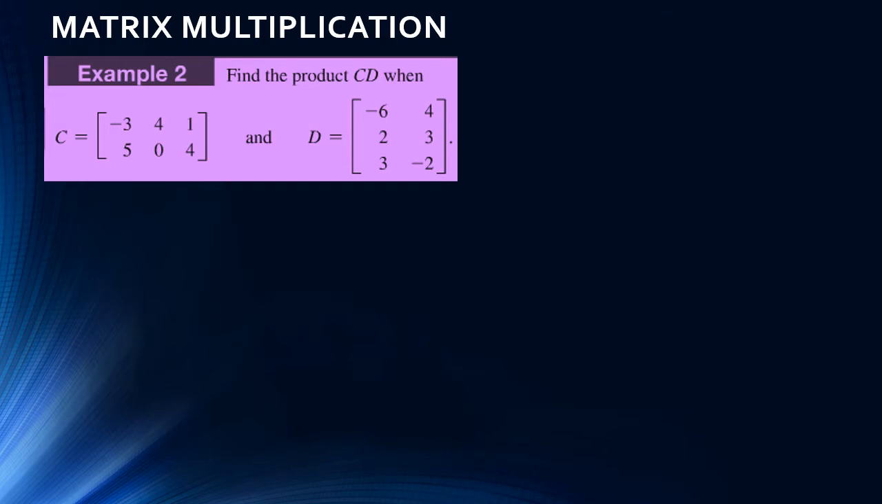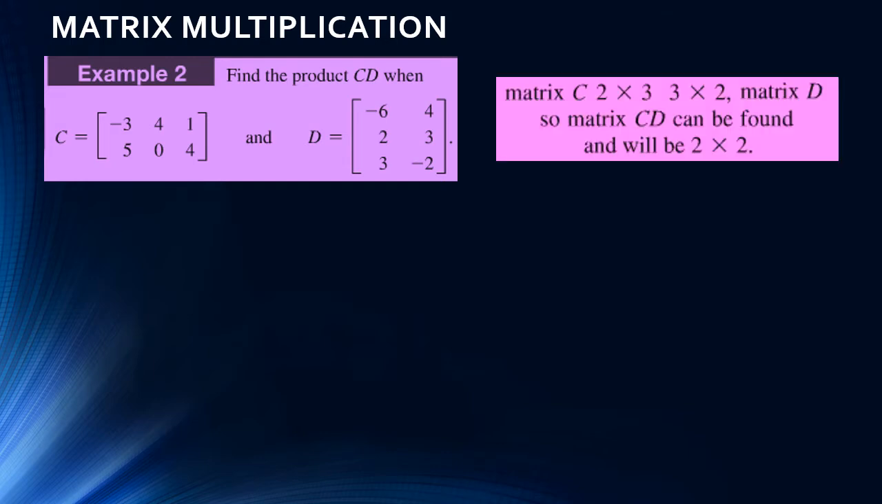Find the product CD when C equals this 2 by 3 matrix with elements -3, 4, 1, 5, 0, 4, and matrix D, which is a 3 by 2 matrix with elements -6, 4, 2, 3, 3, -2. The first thing we're going to do is check that the matrices can be multiplied. Since matrix C is a 2 by 3 and matrix D is a 3 by 2, we check that the inside numbers match, and they do. They're both a 3. So we can multiply these. Notice that the size of our answer is going to be the outside numbers, so our answer matrix will be a 2 by 2 matrix.